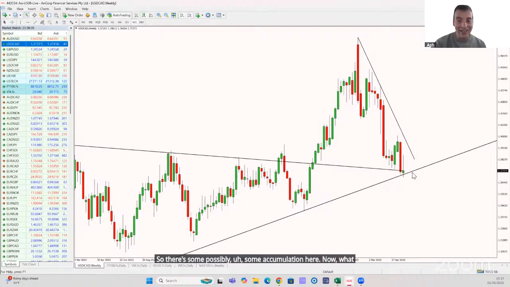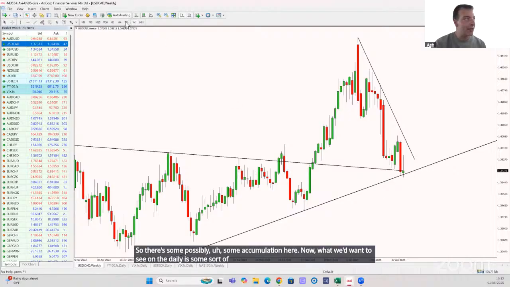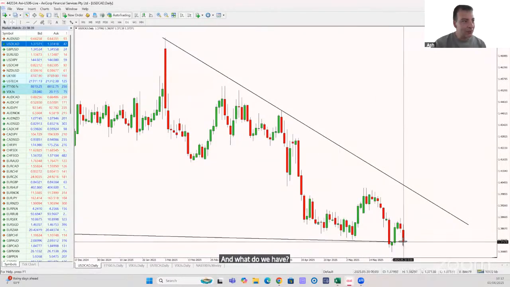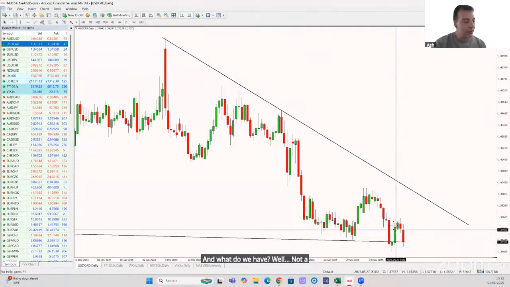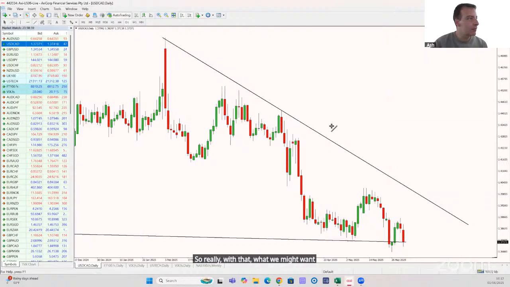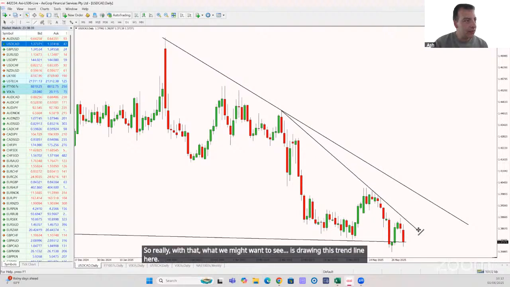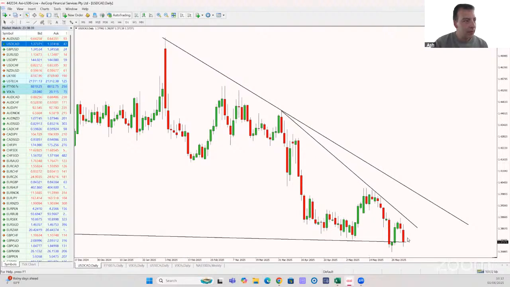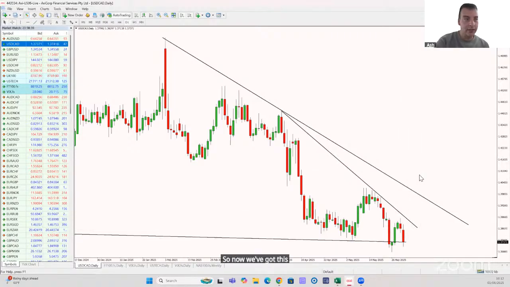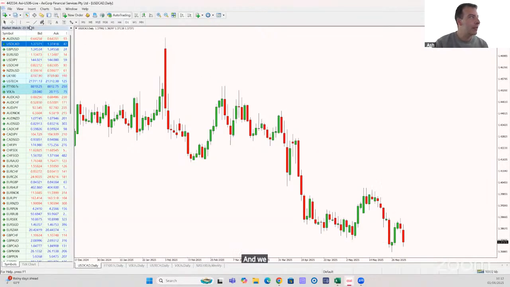Now, what we want to see on the daily is some sort of accumulation pattern. And what do we have? Well, not a great deal. So really, what we might want to see is, drawing this trend line here, price action above this zone. Take out these highs. So now we've got this zone. If we take these lines off, then what we can see here is a box. This is the box here.